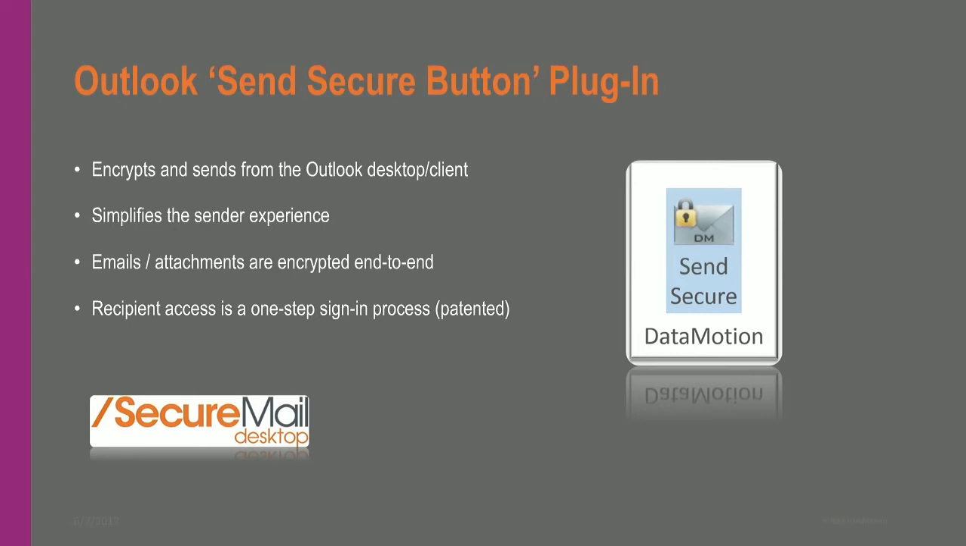So one way we simplify the sender experience is with our Outlook Send Secure button. It's a plugin for Microsoft Outlook, and it provides one-click encryption from the desktop, and it can encrypt end-to-end messages quickly and easily. On the recipient's end, access to encrypted messages is also a one-step process, which DataMotion pioneered actually and patented in 2004.